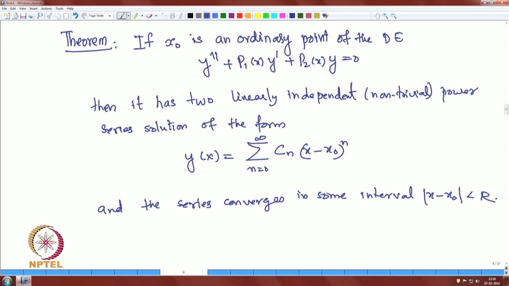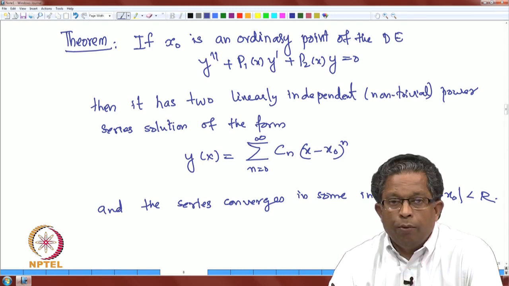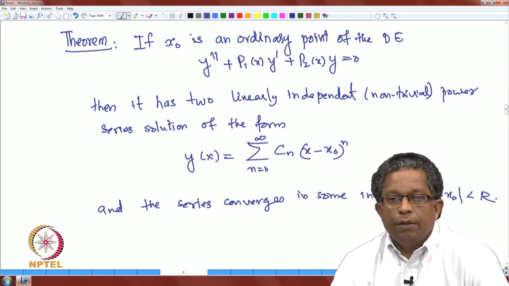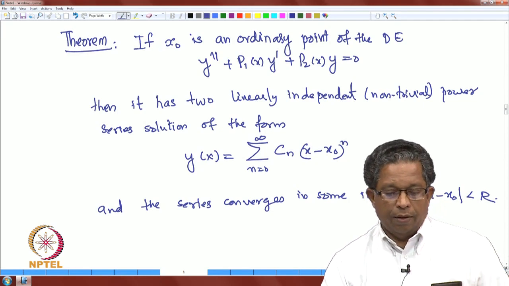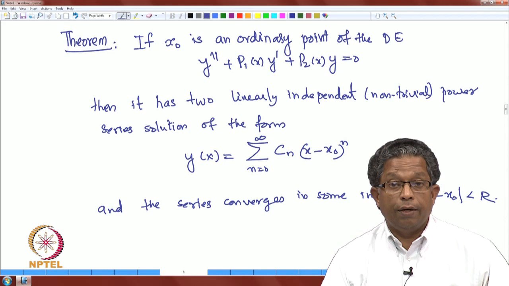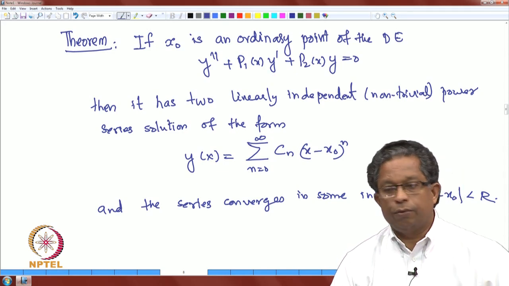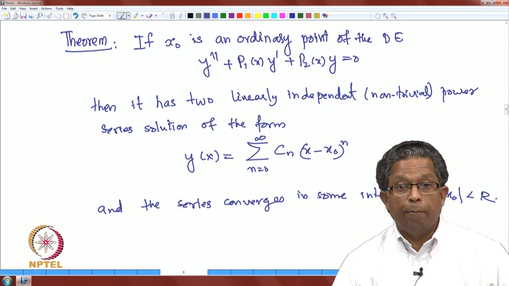So this is an important theorem, it guarantees the existence of a power series solution to a differential equation. If x 0 is an ordinary point of a differential equation, then about that point, if you have a second order equation, we can find two linearly independent power series solutions. So existence of two linearly independent power series solutions at an ordinary point is guaranteed by this theorem. So now the method of solution, how to compute the solution.